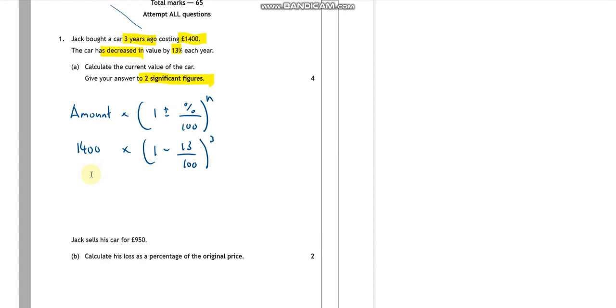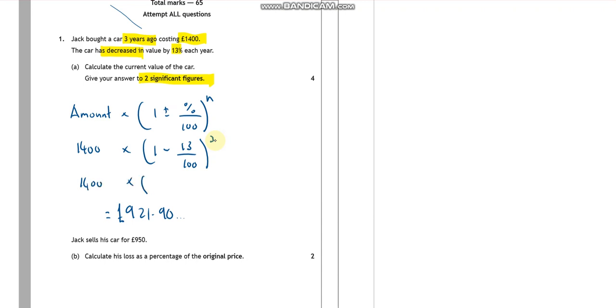The takeaway, because it's a decrease. When you see words like appreciate, returns on investment, that'd be a plus. When you see depreciate, decrease, losses, you should be thinking takeaway. And we've got a percentage of 13 in here. If we put that straight into the calculator, we would end up with 921.90, etc.